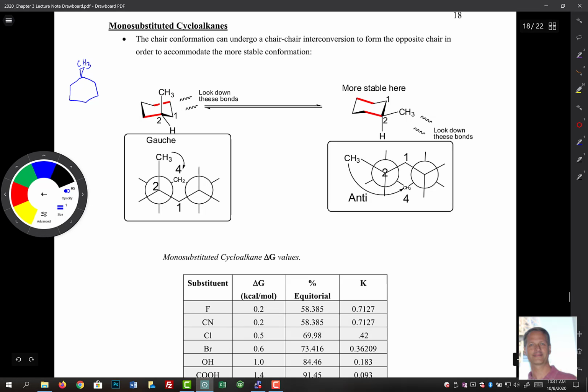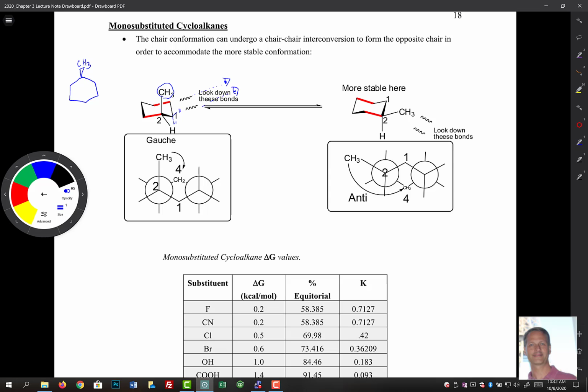So I'm going to choose to have this pointing up. So here is our chair conformation, and I'm not putting in all of the other atoms right now, but this would be pointed down, this would be coming up, so that CH3 would be pointing up here. And then what I want to do is look down these bonds. So if we were putting our little eyeballs in, we would want to look down those bonds.